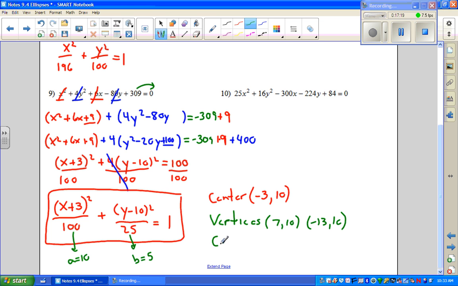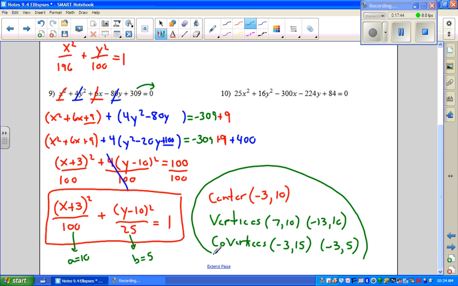Okay? Your co-vertices here, you have a b value of 5. So you're going to take this number, and you're going to add and subtract 5 to it. So you got negative 3. If you add 5 to it, you got 15. And if you subtract 5 from it, you end up with 5. And this right here would be the important info that comes out of that standard form.